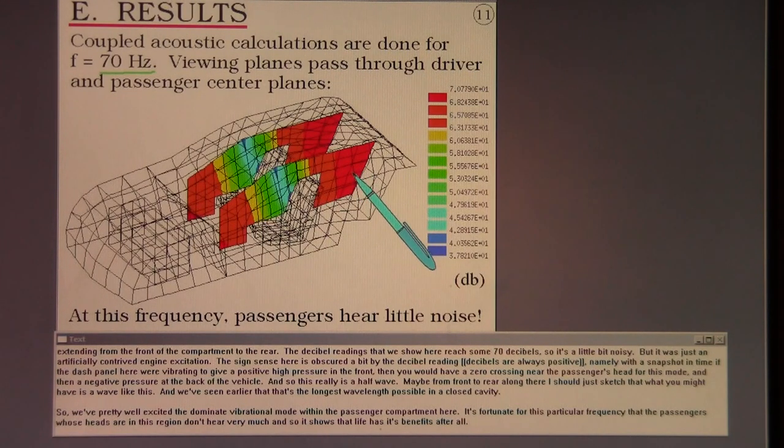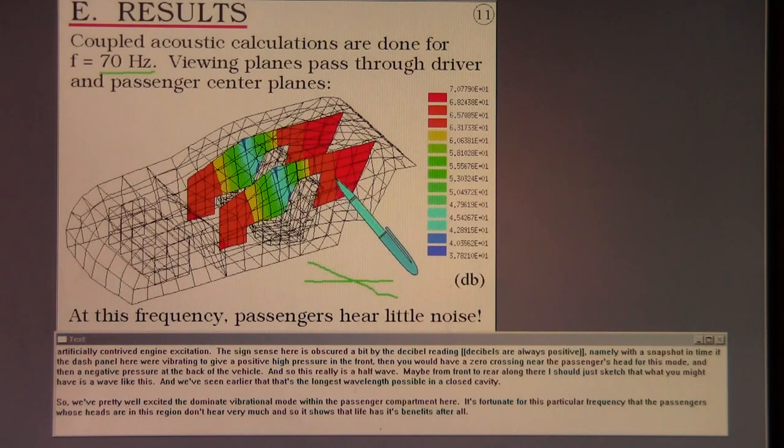And so this really is a half wave. Maybe from front to rear along there, I should just sketch that what you might have is a wave like this. And we've seen earlier that that's the longest wavelength possible in a closed cavity. So we've pretty well excited the dominant vibrational mode within the passenger compartment here.